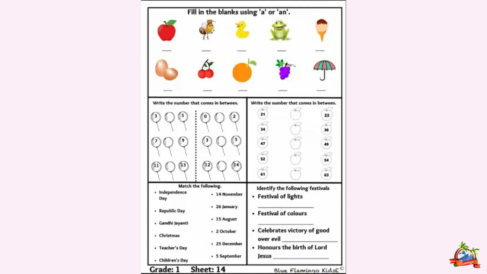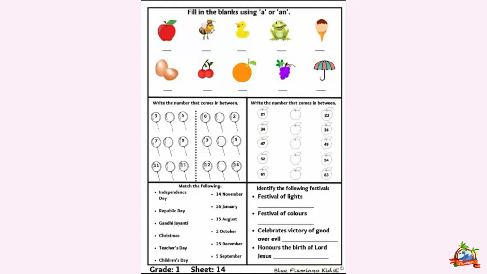4. 4 comes in between 3 and 5. 3 और 5 के बीच में 4 आता है. 3, 4 and 5. In this way we have to fill. Now, what comes in between 7 and 9? 7 और 9 के बीच में क्या आता है? 8. Yes. 8 comes in between 7 and 9. 7, 8, 9.